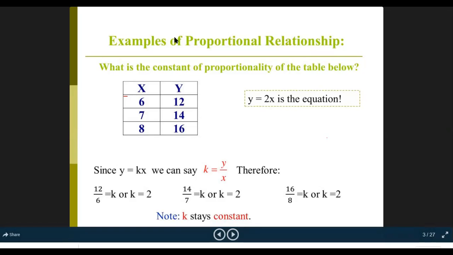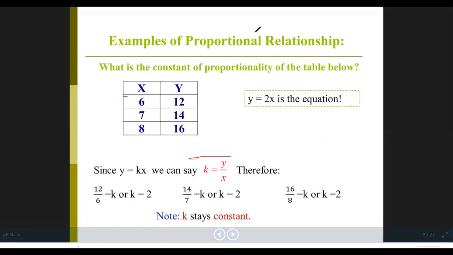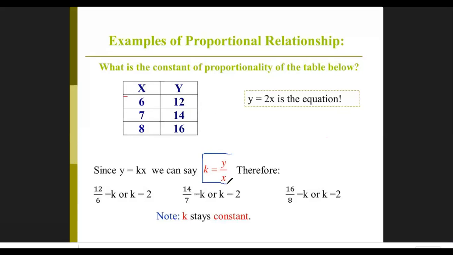Your target now is to calculate the value of k, and you have to care about this. It will be the key for our question. How are you going to calculate the value of k? You will divide y over x. Let's move to the first ordered pair: 6 and 12, right? You start by dividing y over x for the first ordered pair. 12 divided by 6 equals how many? 2.